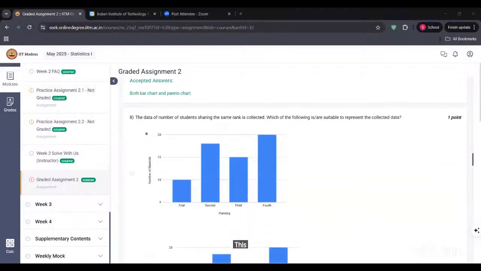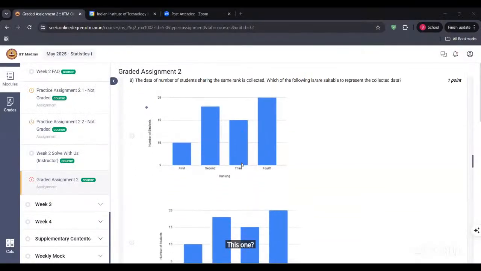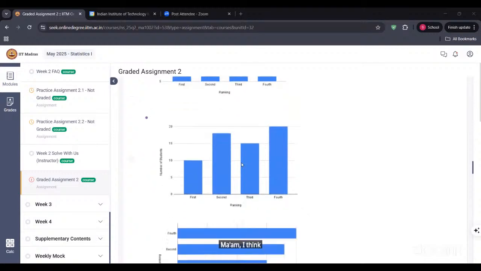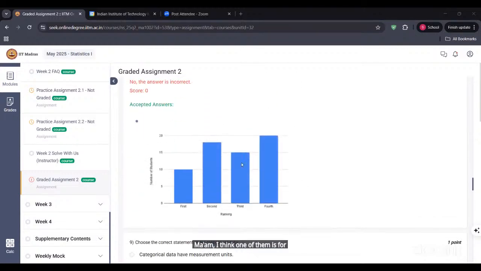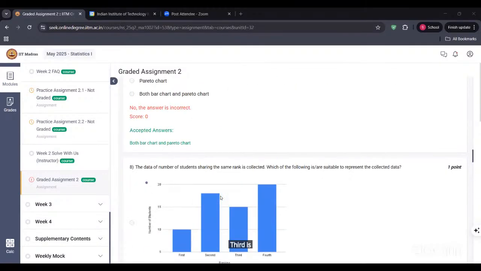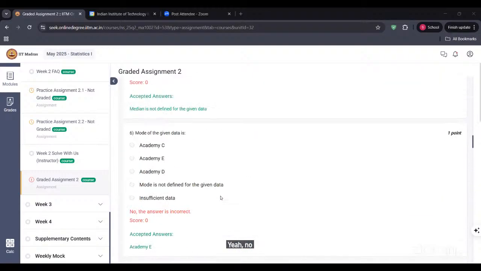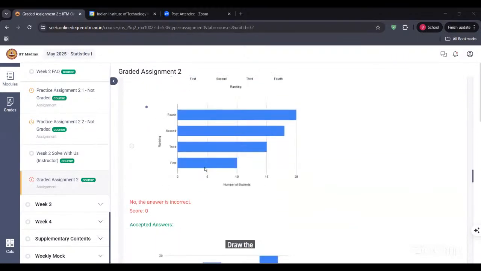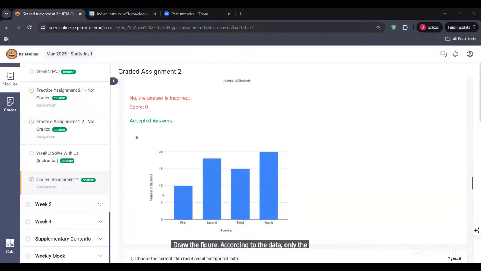This one? Yeah, ma'am. In the third option, why is the third option the answer? The doubt was in the third and fourth options. Why will the third answer be correct? Just go through the data. According to this data, you have to draw the figure. So according to the data, only the third answer is correct.